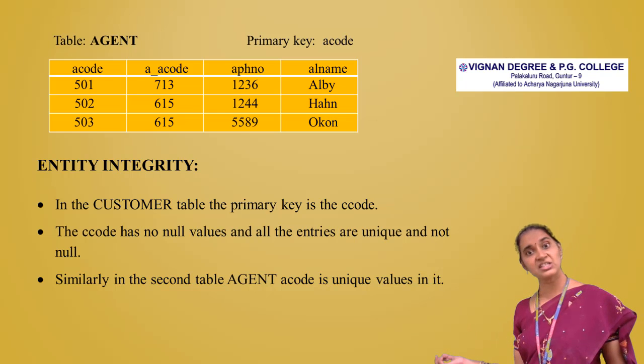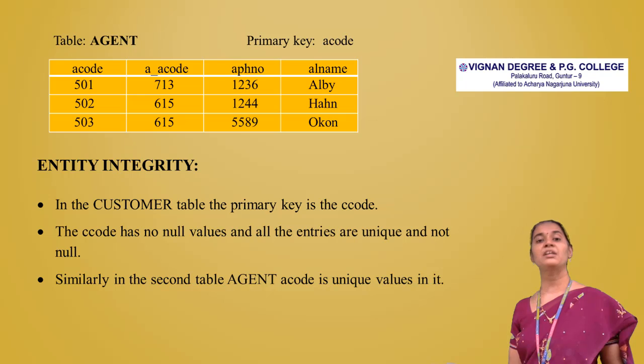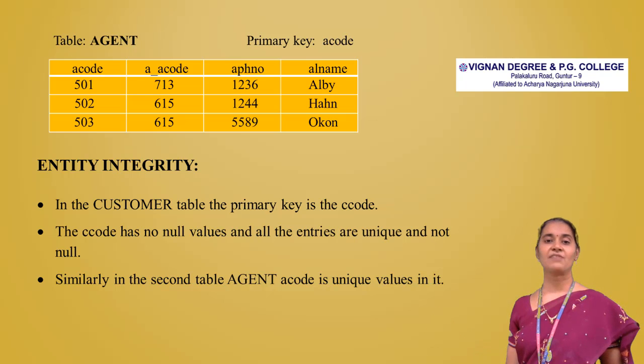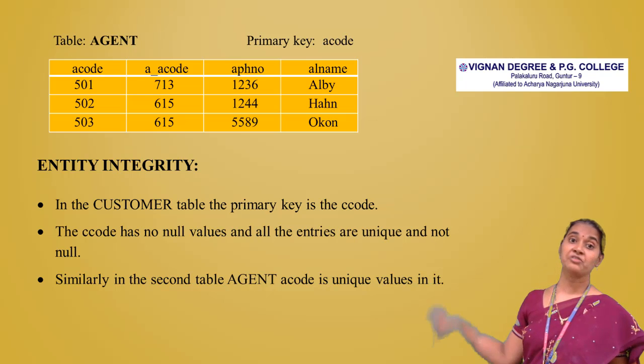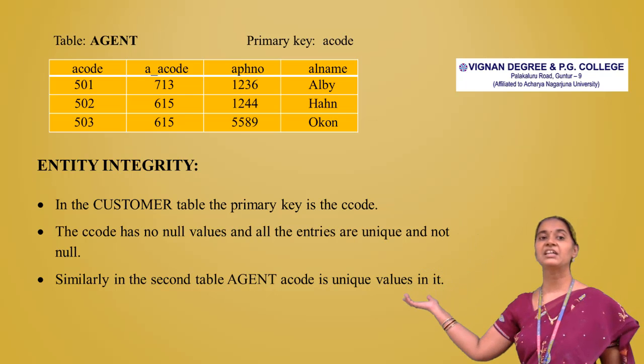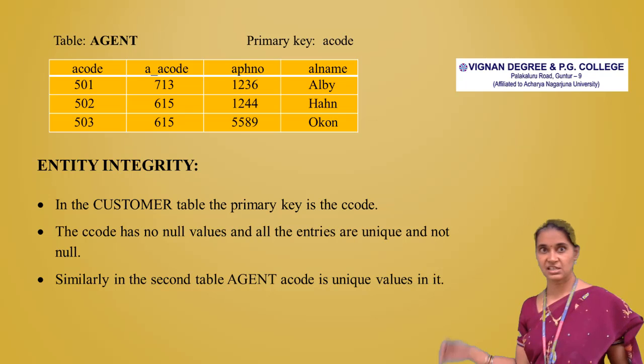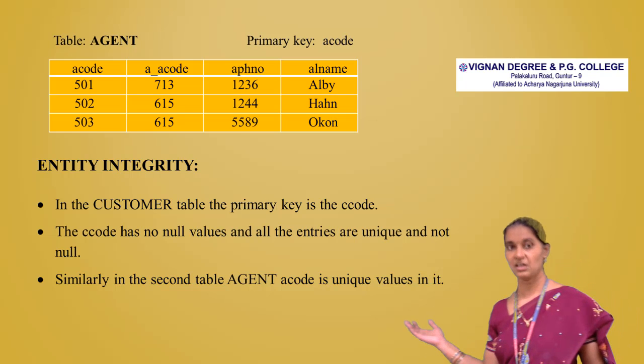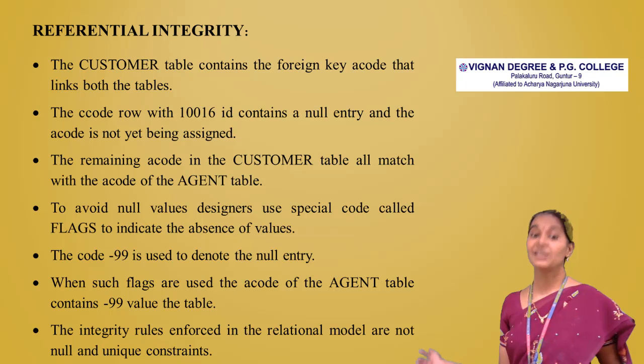Similarly, in the agent table, I define A code as the primary key, which is unique and does not have null values. If I am able to define the tables like this, then the customer table is said to be maintaining entity integrity, and the agent table is also maintaining entity integrity. Now let us discuss referential integrity.